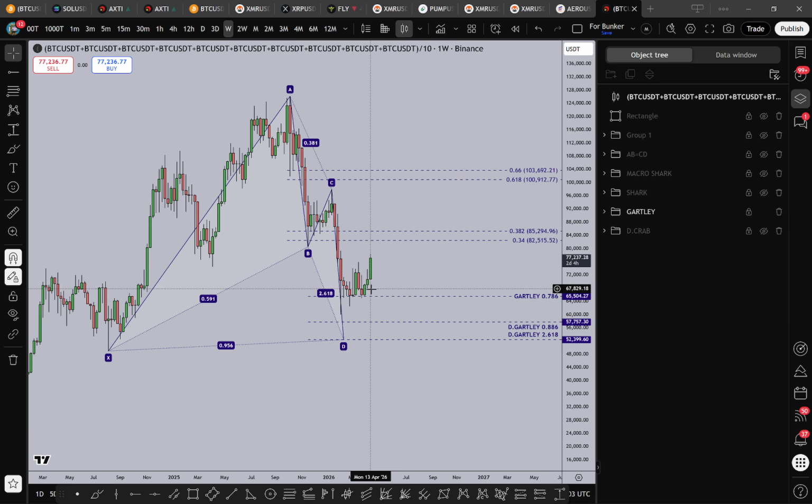And the reason for that is because this is the only completed and confirmed wave structure right now, because that's the only one that's been hit. The Deep Gartley 886 has not been hit. The 2.618 has not been hit. So yes, these become targets. And if you sustain below 786, this will be the next area that you gravitate towards.